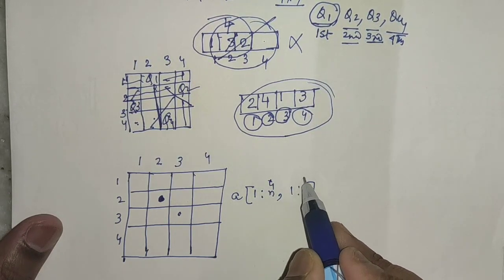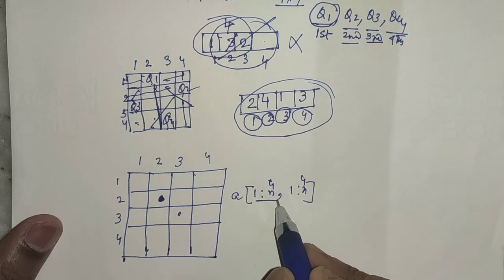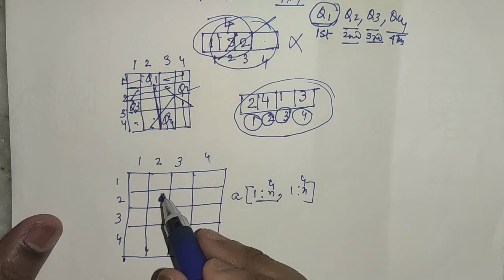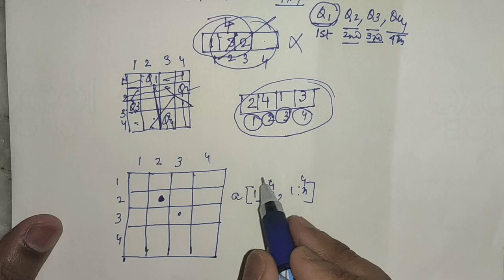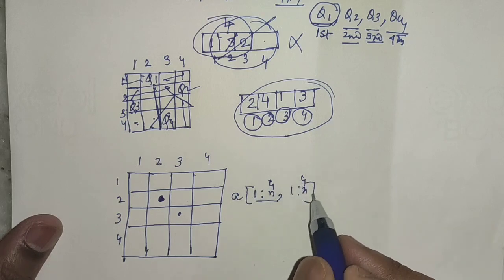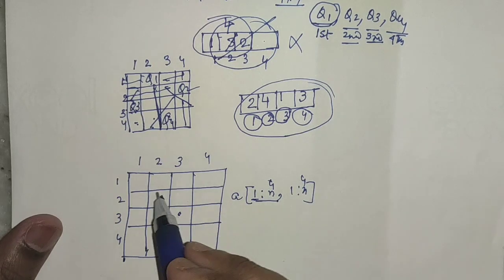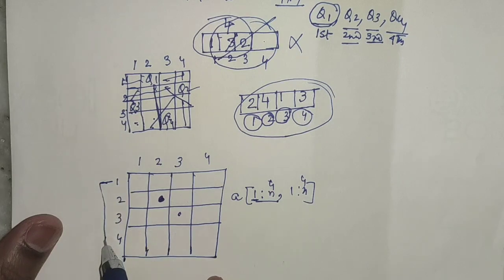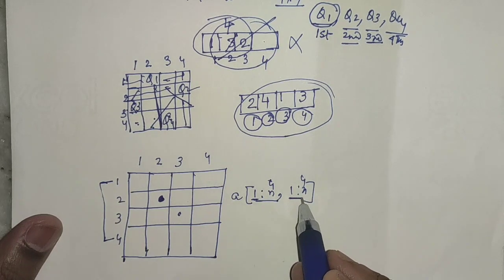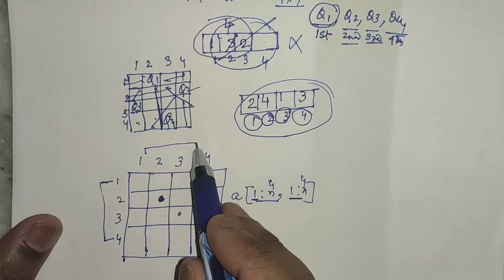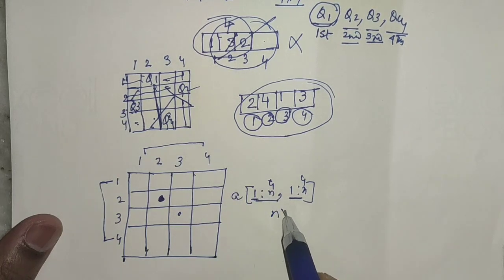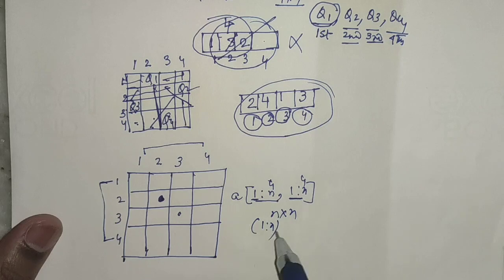Suppose n is 4. So 1 to 4 means the chessboard, that is matrix A, has a total of 4 rows and a total of 4 columns, where the row index starts from 1 and goes up to 4. The column index starts from 1 and goes up to 4. In general it is n into n. 1 to n means the row starts from 1 and goes up to n.